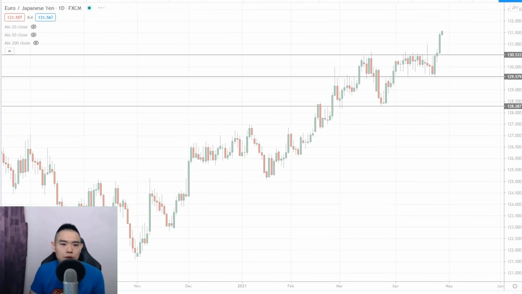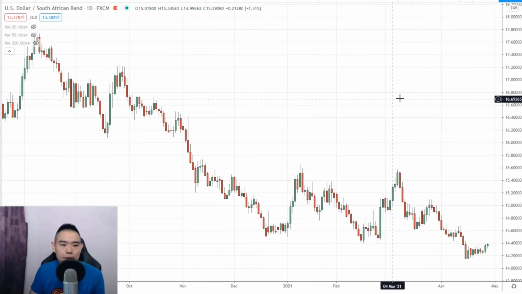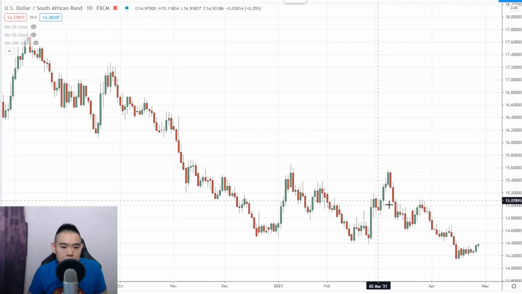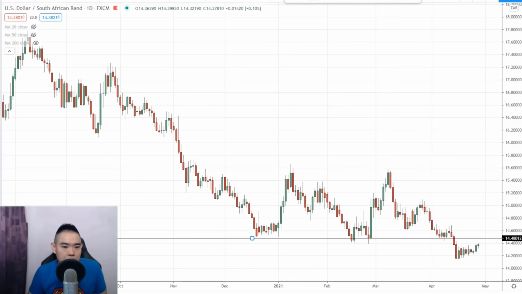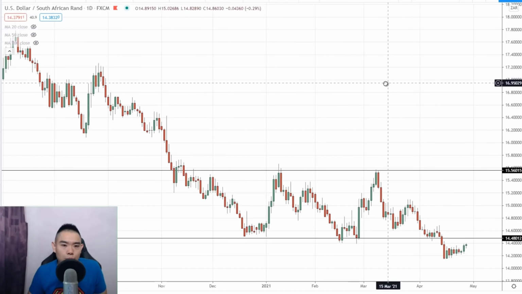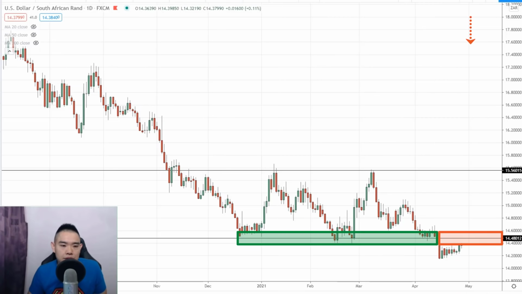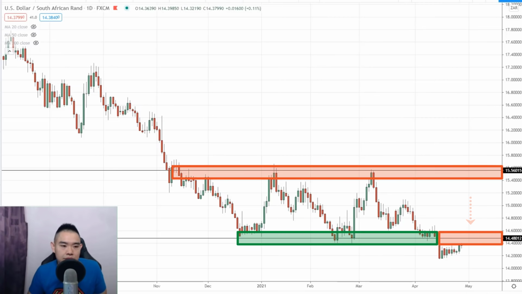Another one, dollar against the South African rand. So same thing. What is the market structure? If you look at this, the market is in a downtrend. So pay attention to the two most recent swing points. It will be this one here and possibly this one over here. So these will be the two areas on the chart that I will pay attention to. This is where previous support could become resistance. And this clearly is an area of resistance, tested once, 2 times, 3 times, and 4 times over here.